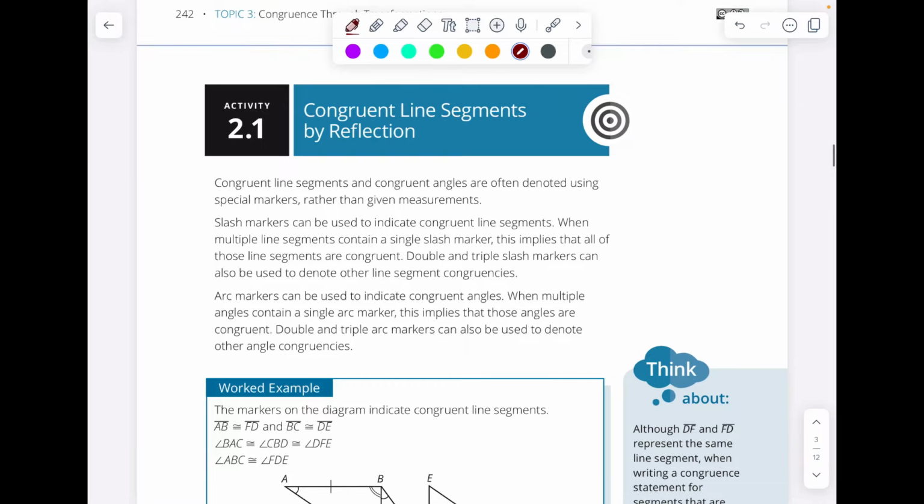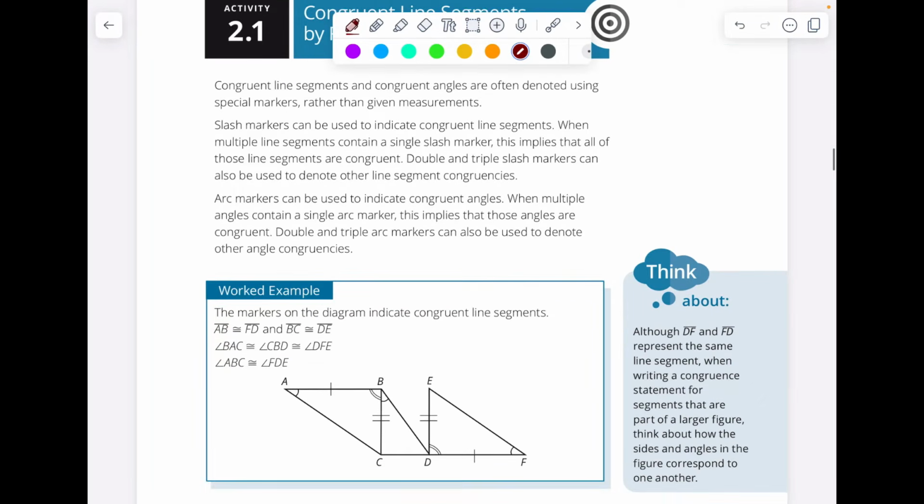So for activity 2.1, we're just going to be looking at congruent line segments by reflection. Congruent line segments and congruent angles are often denoted using special markers rather than given measurements. So a slash marker, let me highlight that. A slash is for congruent line segments, whereas an arc marker is for congruent angles.